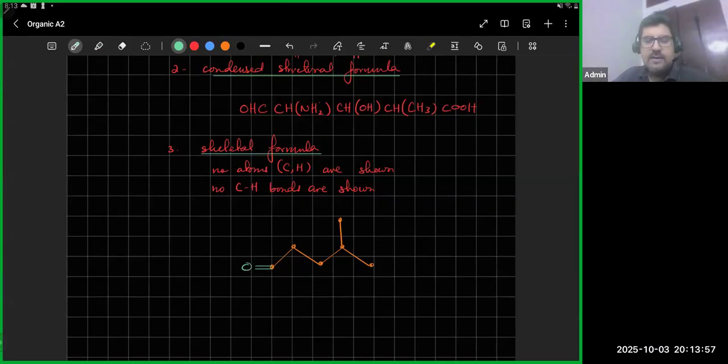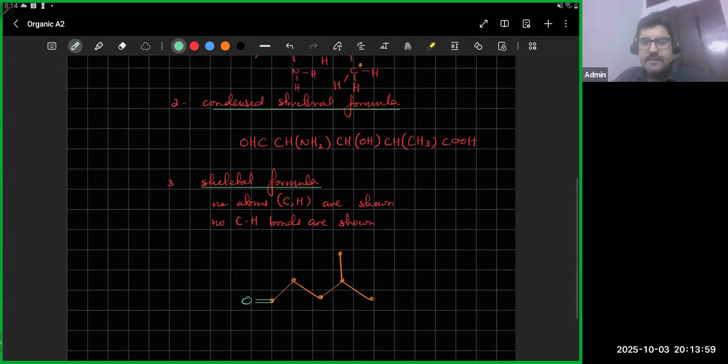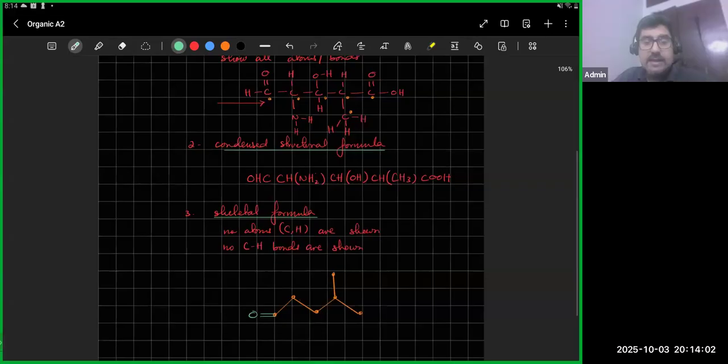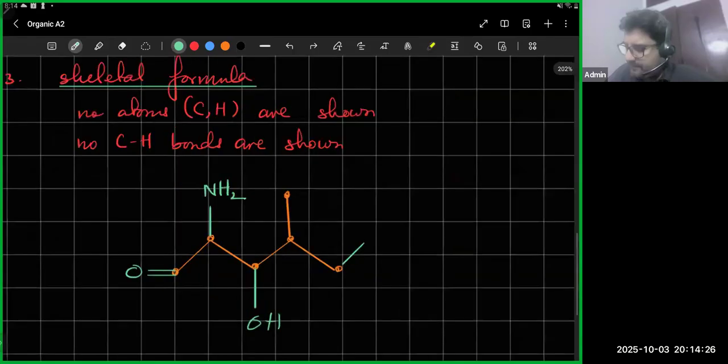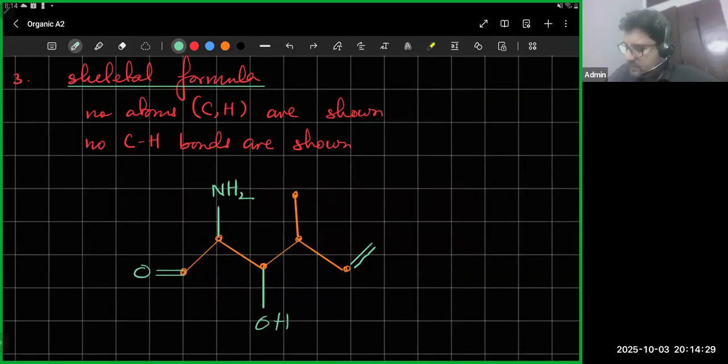So we just write O. That's the first one. Then on the second one, there's the NH2, so we need to write the NH2. On the third one, there's an OH. The fourth is CH3. And then you've got a carboxylic acid, so that's going to be your double bond O and OH.